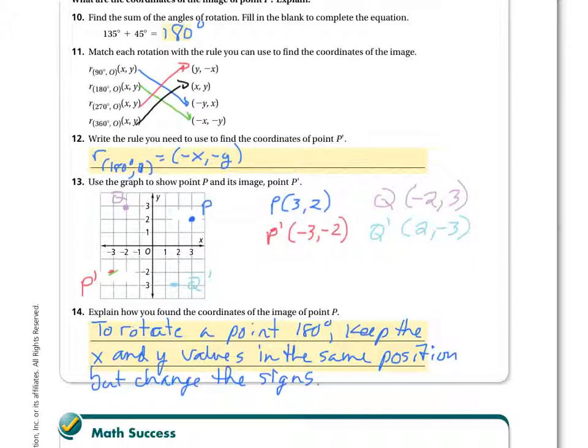Does that make sense? And then if I drew a line through the origin to that point, it should make a straight line, which it does. Any other issues, problems, or concerns? Okay.